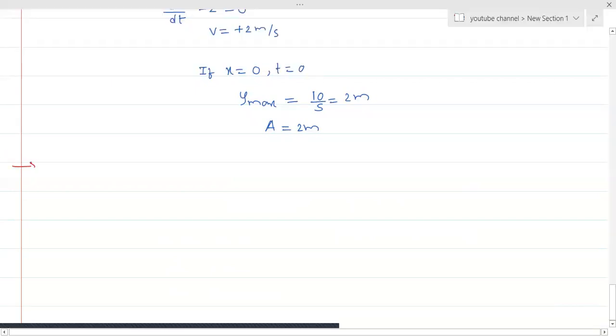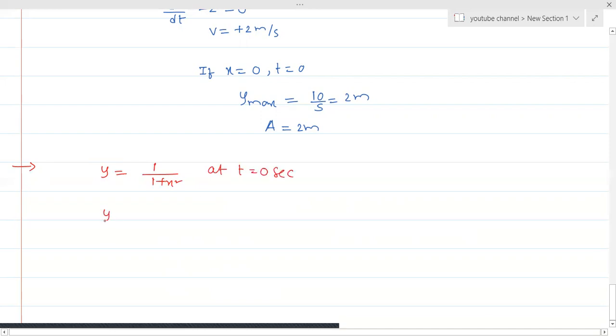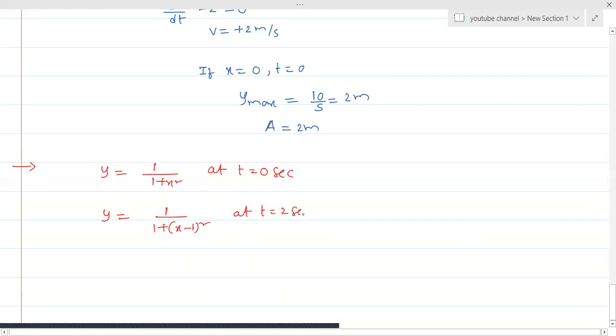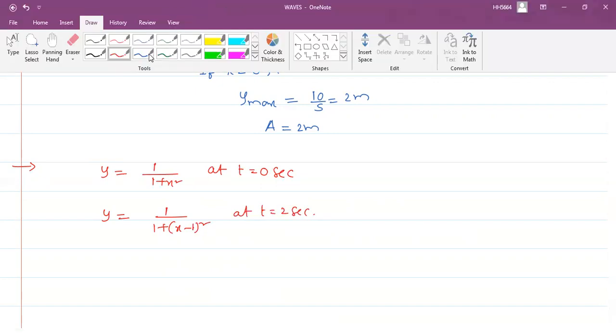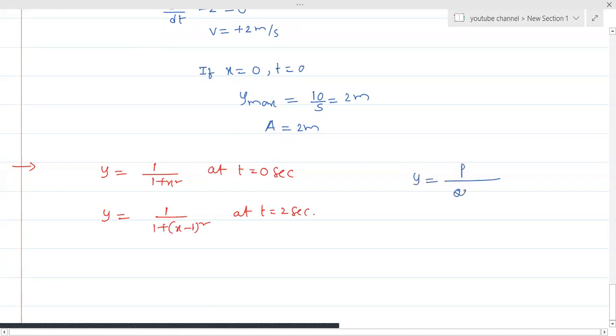So next, for example, if we take y equal to 1 by 1 plus x square at t equal to 0 seconds, and also y equal to 1 by 1 plus (x minus 1) whole square at t equal to 2 seconds, we are taking. So generally the wave pulse may be in the form of some b by q plus ax minus bt also.